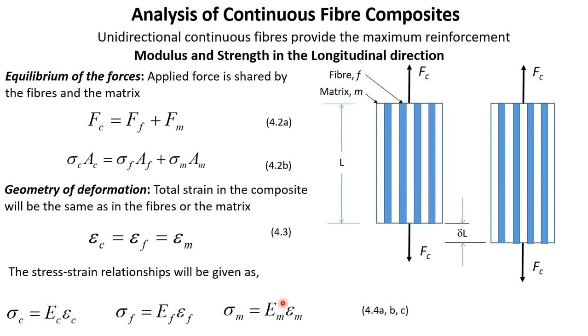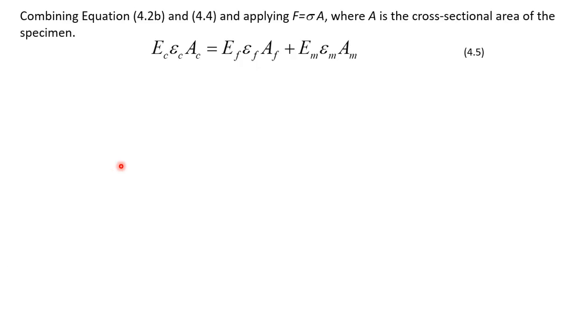So basically we are going to substitute for stress from these equations from 4.4 to 4.2. That gives us modulus of the composite multiplied by strain in the composite. So this is the stress part, stress sigma c multiplied by the cross-sectional area of the composite is equal to EF epsilon f AF. So this is for the fiber and this for the matrix. So equation 4.2b has been modified in this way.